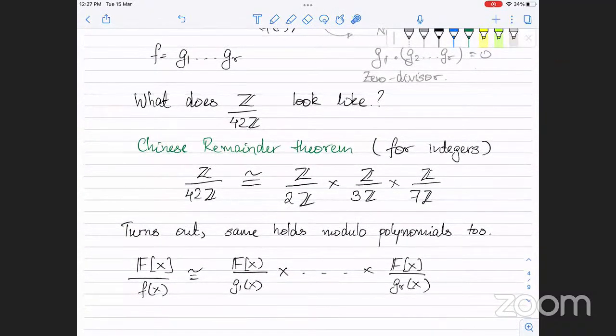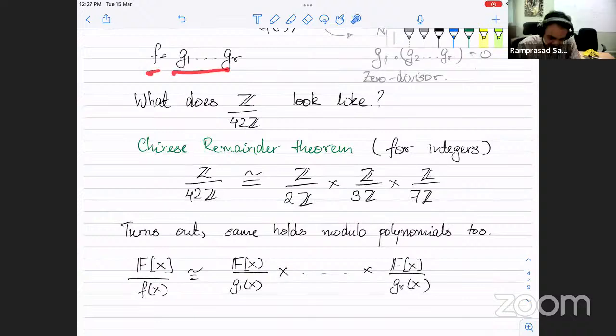The G_i's are irreducibles, right? Yeah, I was told f is a product of distinct irreducibles. There are no repeated factors. So in some sense, the irreducibles are all co-prime. They don't have any GCD between them. Just like in the Chinese remainder theorem, if instead of 42 it was 84, which basically means it's 4 into 2 into 7, then I should have replaced 2 with 2 squared here. So in general, we're dealing with the case when all the G_i's are distinct and irreducible.